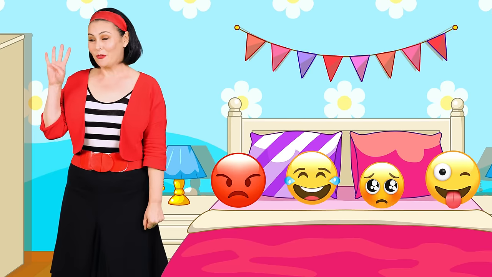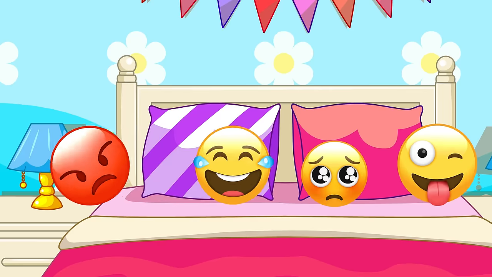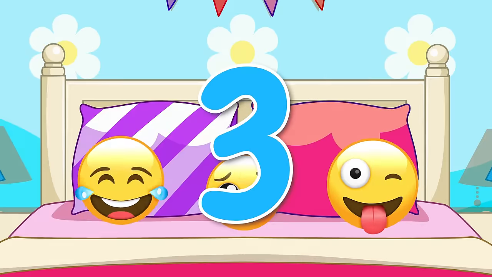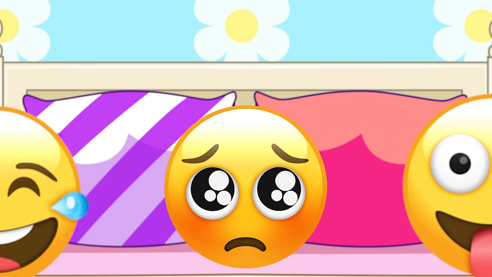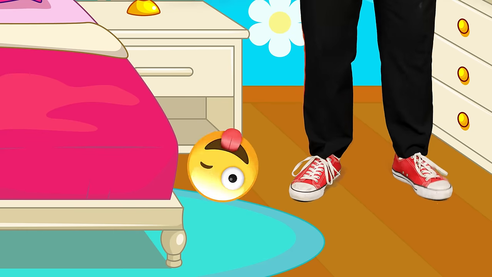4. There were 4 in the bed and the little one said, roll over, roll over. So they all rolled over and one fell out. 3. There were 3 in the bed and the little one said, roll over, roll over. So they all rolled over and one fell out.